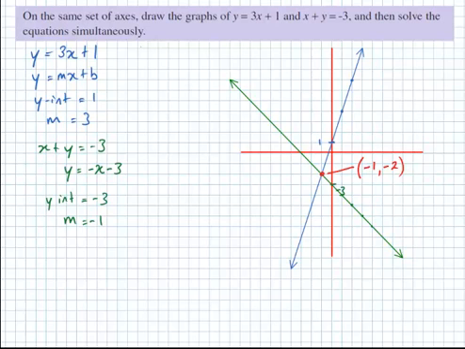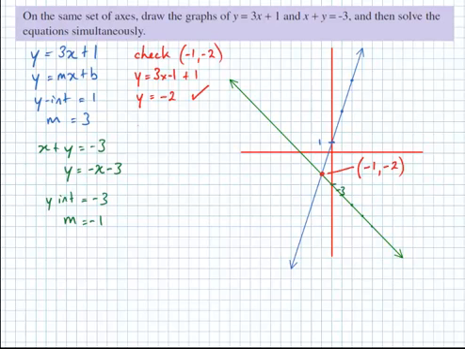Alright, now you can double check that. If I want to check with the first equation, I put negative 1 in place of x, because that's what my coordinate said. So this is the point that I'm checking. So I have y equals 3 times negative 1 plus 1. So y equals 3 times negative 1 is negative 3, plus 1 is negative 2. That's the y coordinate, so I know that that's right.